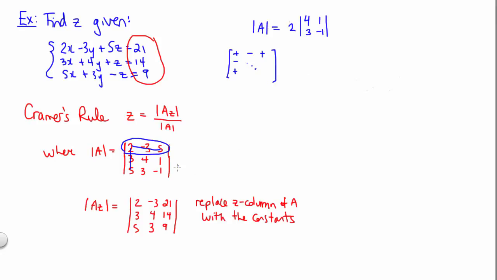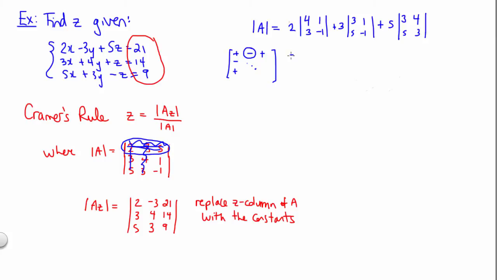And we're just going to continue that process along the top row. So we move over to the -3. The sign associated with that position is negative, so it actually becomes a plus 3 times the 2 by 2 determinant that remains when we cross out this row and this column. We've got 3, 1, 5, -1. And finally, finishing up with that first row, we've got a plus 5 times the 2 by 2 determinant, 3, 4, 5, 3.